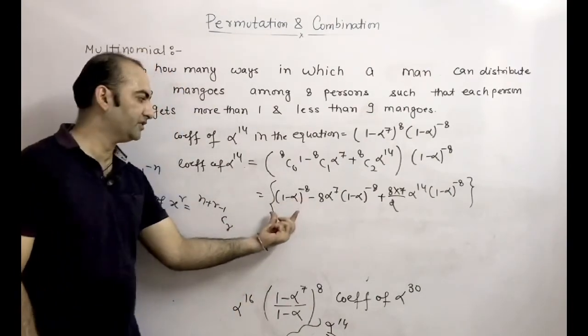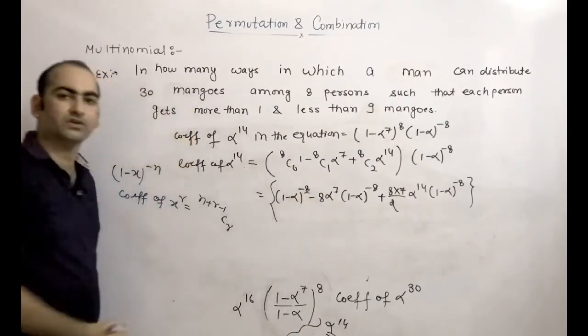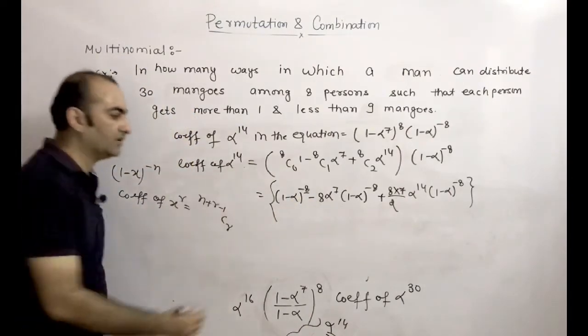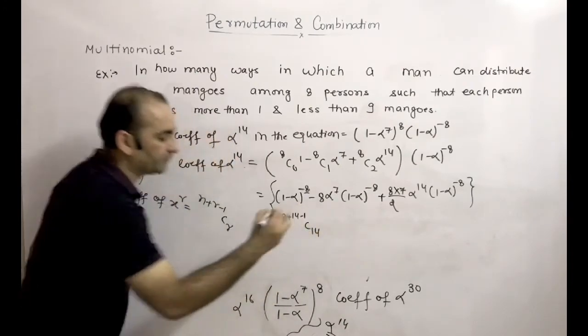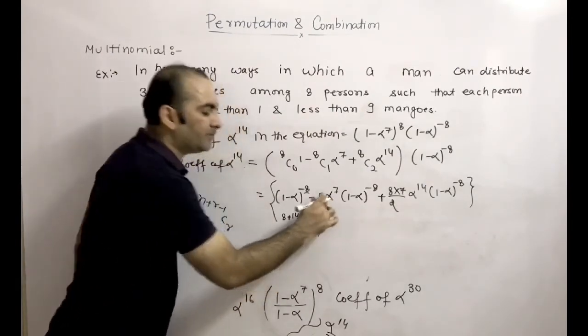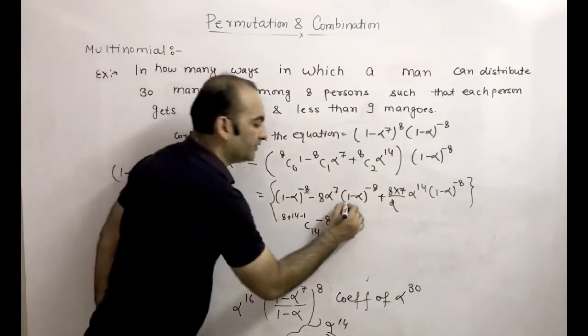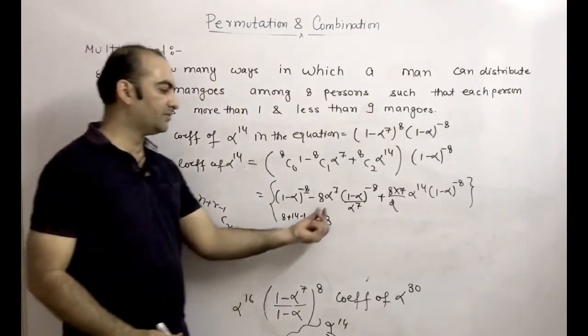So here we have to find out the coefficient of alpha power 14. Okay. So what will come? n is what? 8. And r is what? 14. So what will come? 8 plus 14 minus 1 c 14. Okay. For the second term, alpha power 7 is already there. That means from here we want alpha power 7, because the total should be alpha power 14.